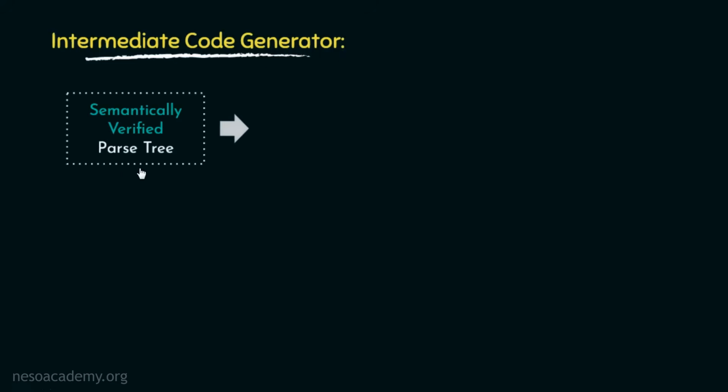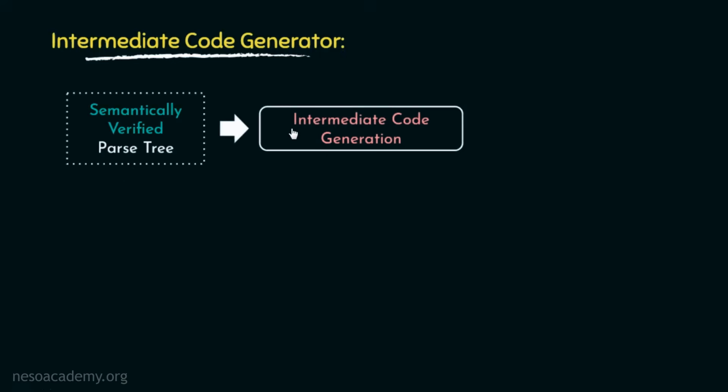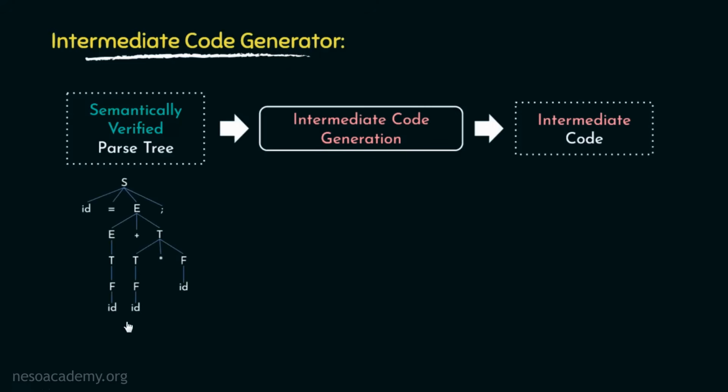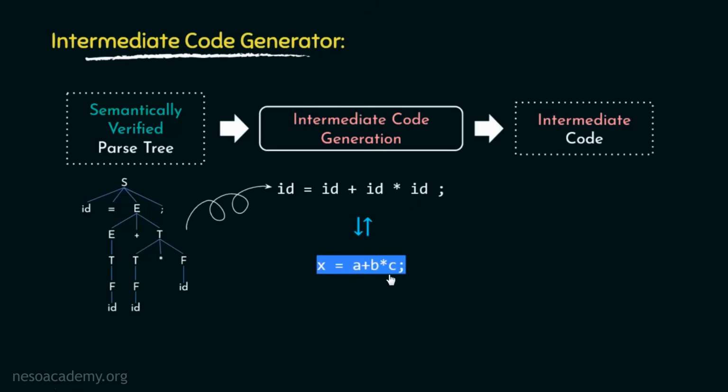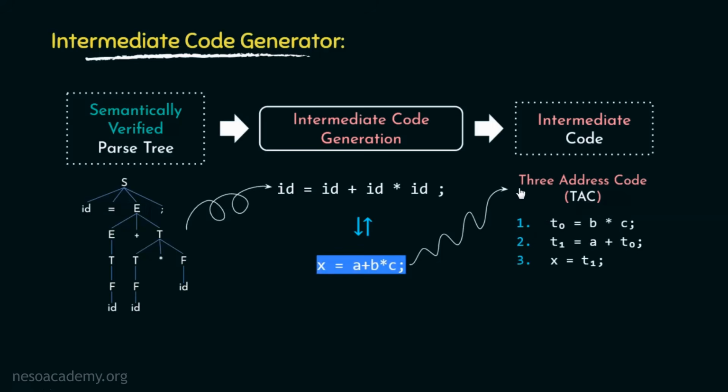The semantically verified parse tree is given to the intermediate code generation phase, where the intermediate code generator in turn produces the intermediate code. So this was our parse tree, and this is the yield of the parse tree, which is similar to the pure high-level language expression. After being semantically verified, the intermediate code generator will produce the intermediate code. Here we are using the very popular intermediate code, that is the 3-address code, TAC.